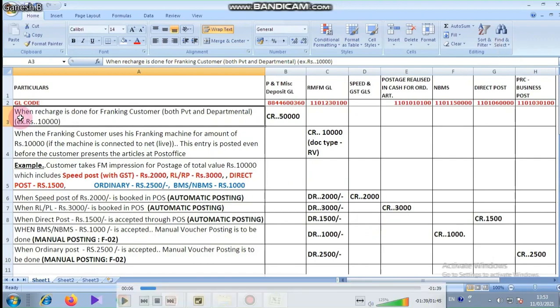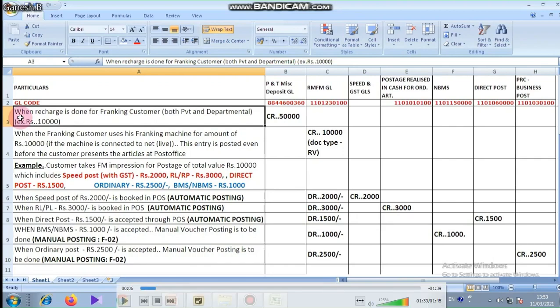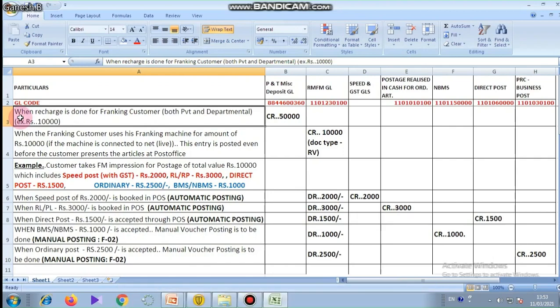P&T MISC deposit GL 8844600360. This is the GL which gets credited when the customer recharges his account. And this RMFM GL 1101230 is the GL which gets credited when the customer starts utilizing his RMFM machine.